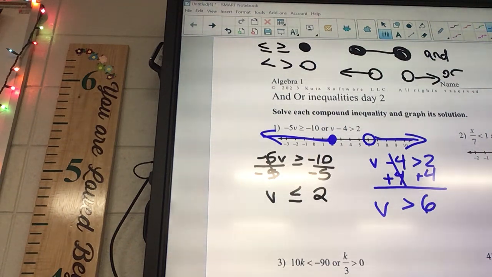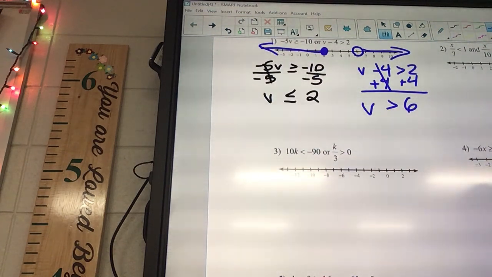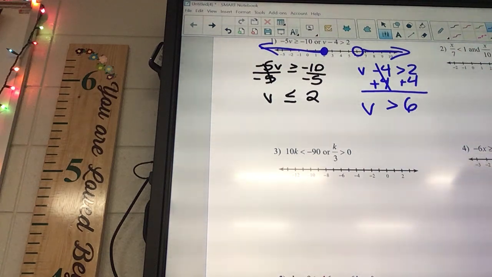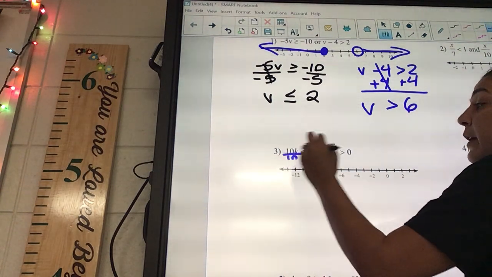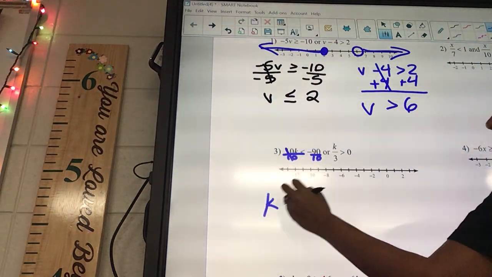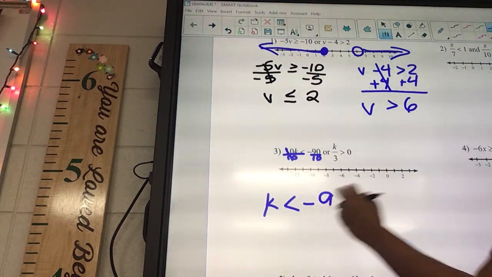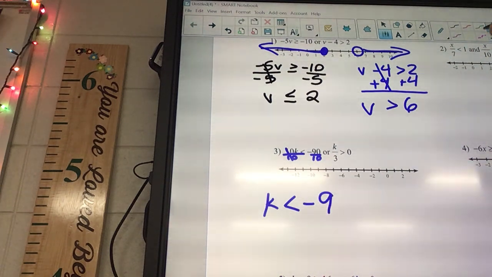Okay, number 3. What needs done to the first one? Divide. We're going to divide by 10. Do we need to flip our sign? No. Okay, the 10 is not negative, so we don't need to flip. So we're going to get a negative 9. Okay, what about the second one?